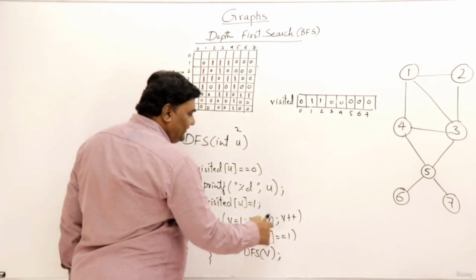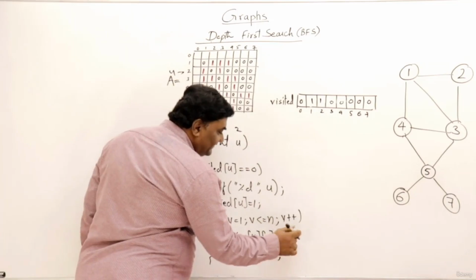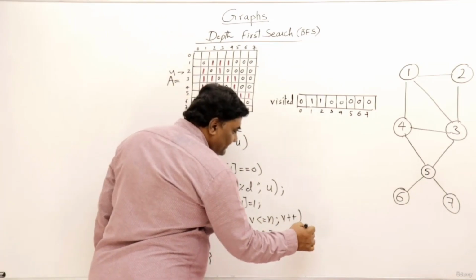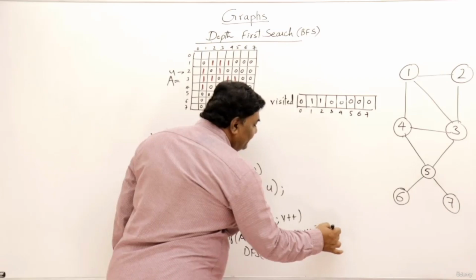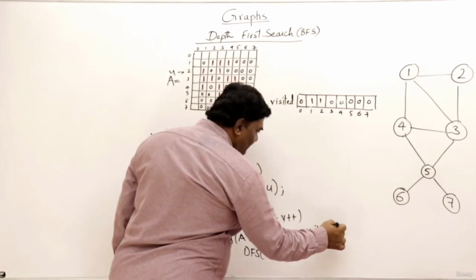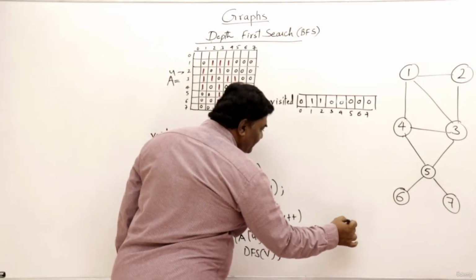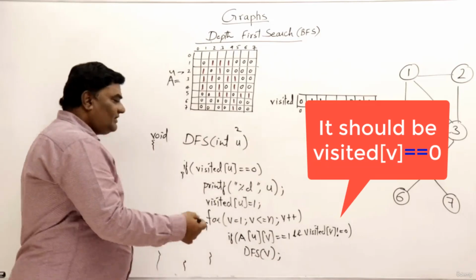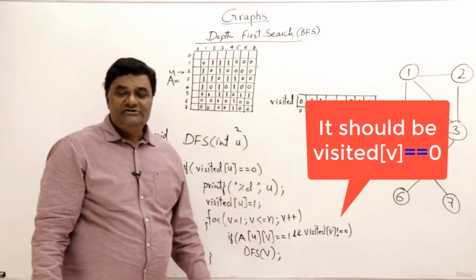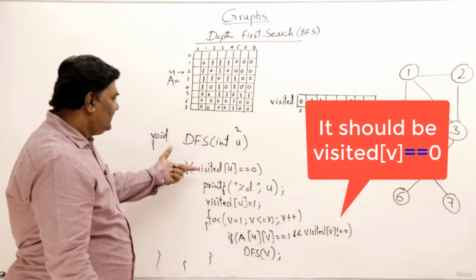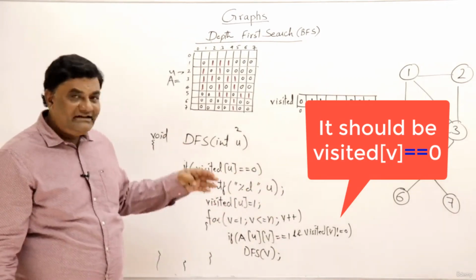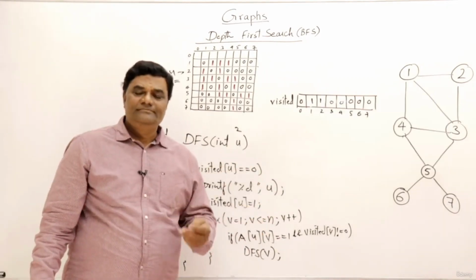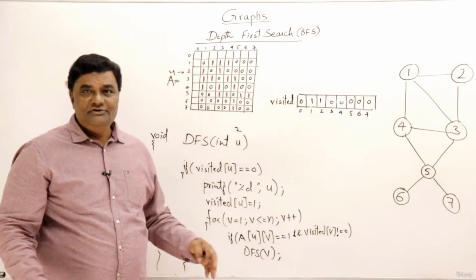To avoid the call if it is already visited, I can add one more condition, and visited of v is equal to 0. Then only call. If it is already visited, it will not call the function. Anyway, even if it calls, this condition will stop it. How the stack is used, I will show you. How recursion works, you know very well.